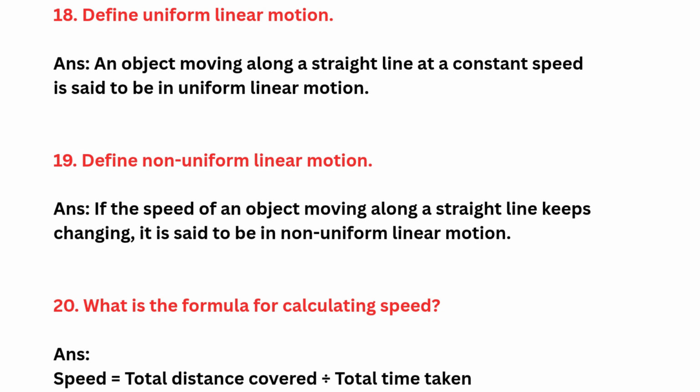Question number 18. Define uniform linear motion. Answer: An object moving along a straight line at a constant speed is said to be in uniform linear motion. Define non-uniform linear motion. If the speed of an object moving along a straight line keeps changing, it is said to be in non-uniform linear motion. Question number 20. What is the formula for calculating speed? Answer: Speed is equal to total distance covered divided by total time taken.